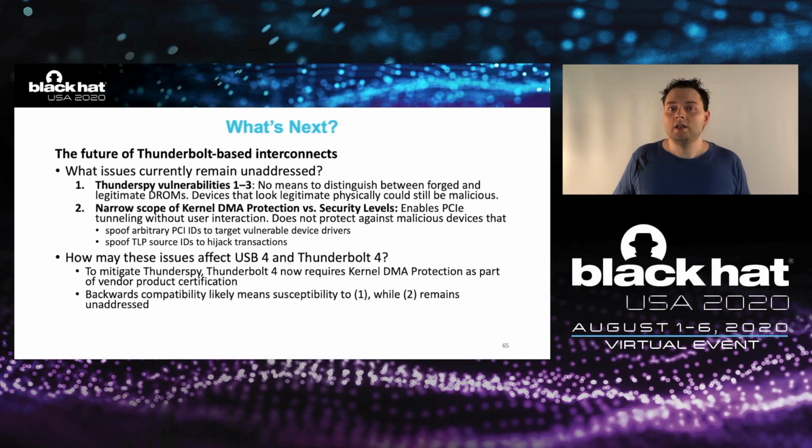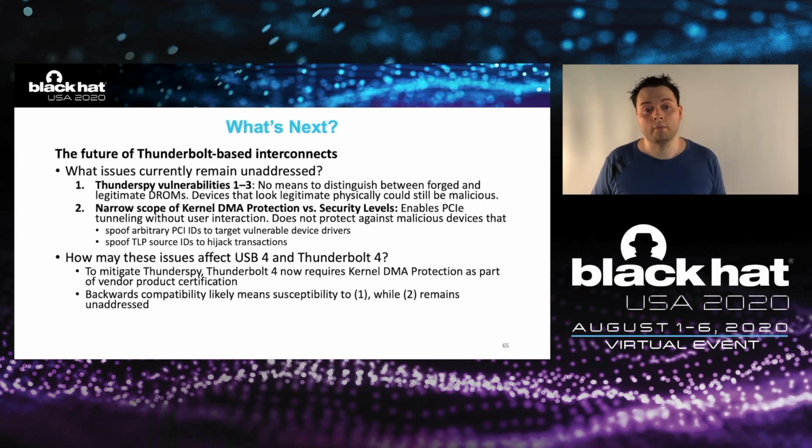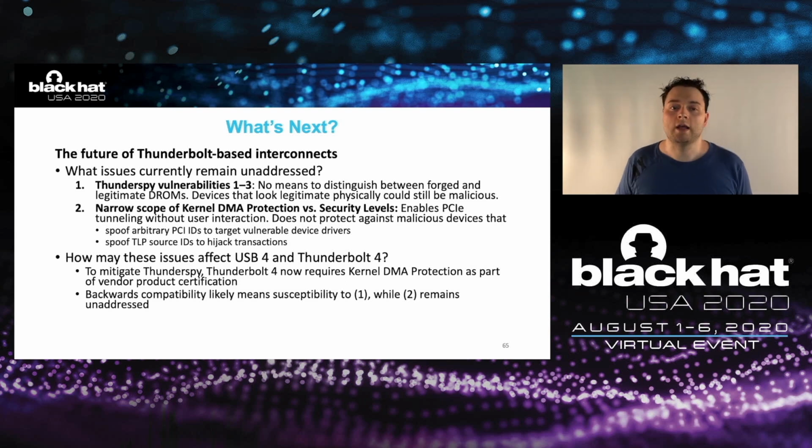So these are important issues to have a look at, and they probably affect both USB and Thunderbolt 4. Now for Thunderbolt 4, we know that Intel will now require kernel DMA protection to mitigate Thunderspy. So the good news is if you buy a system with Thunderbolt 4, you are guaranteed to have kernel DMA protection. But still, backward compatibility likely means that both USB 4 and Thunderbolt 4 will still be affected by the issues that we mentioned here.